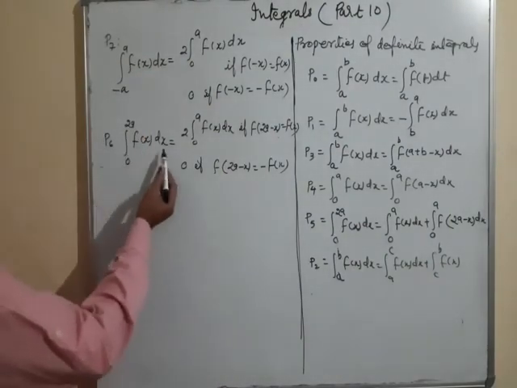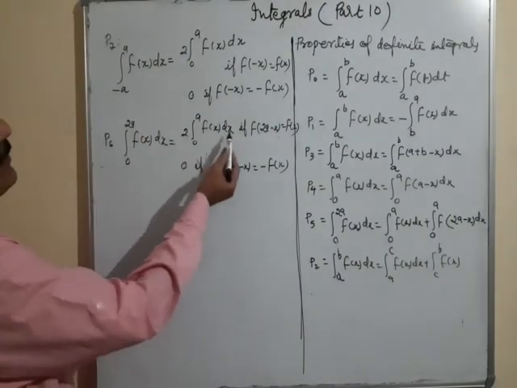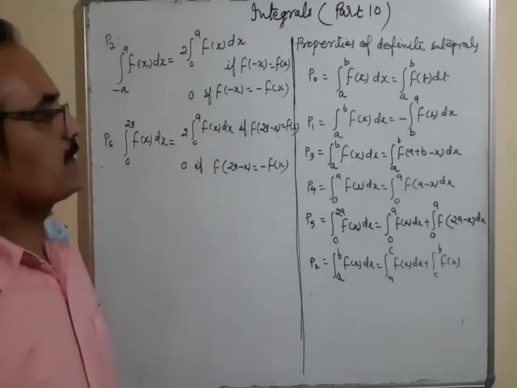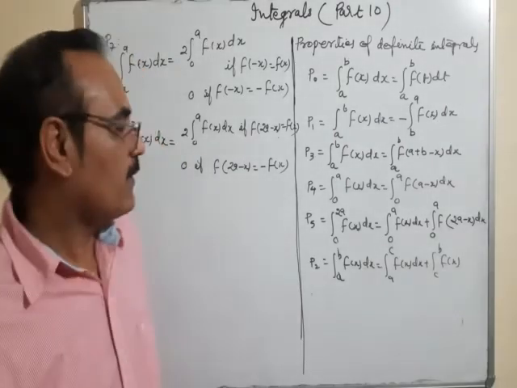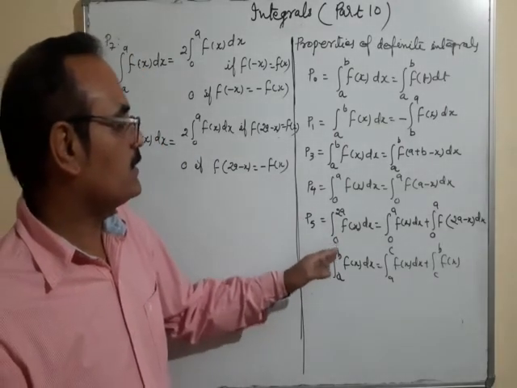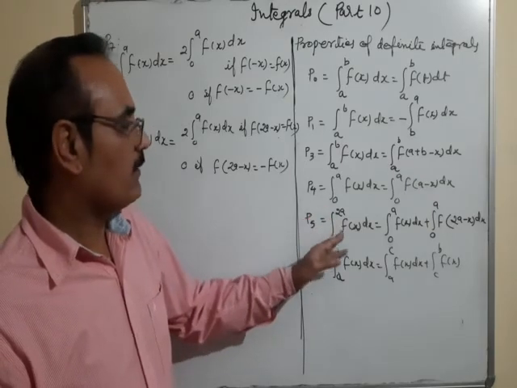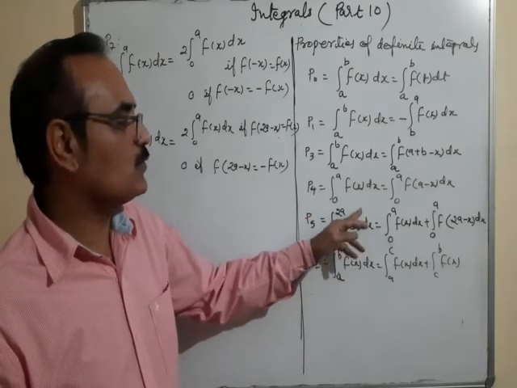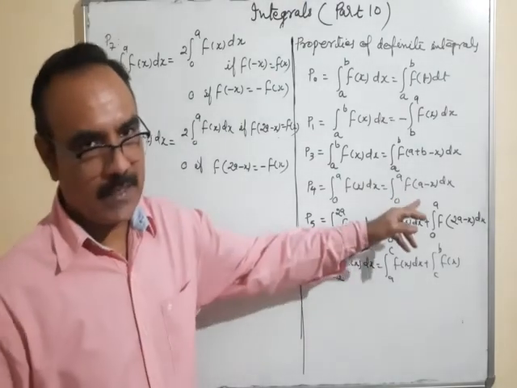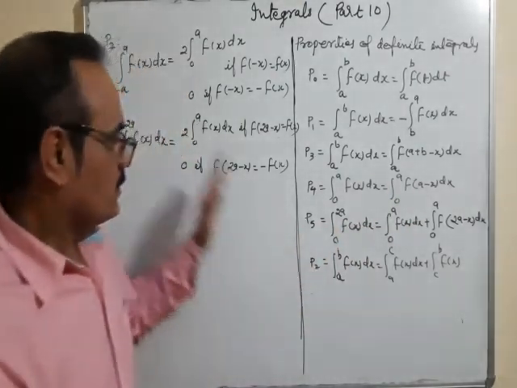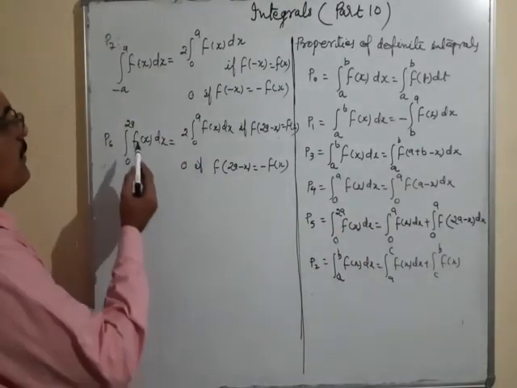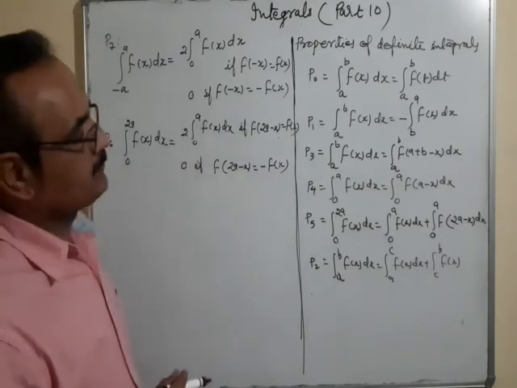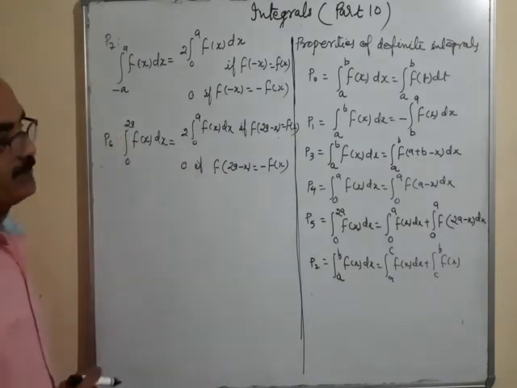Integral from 0 to 2a of f of x dx is equal to 2 times integral from 0 to a of f of x dx, if f of 2a minus x is equal to f of x. Okay, 0 to 2a, I can write here 0 to a f of x dx plus a to 2a f of x dx. And the second portion, I have proved it. Okay, so you'll remember like this is the property number 6.